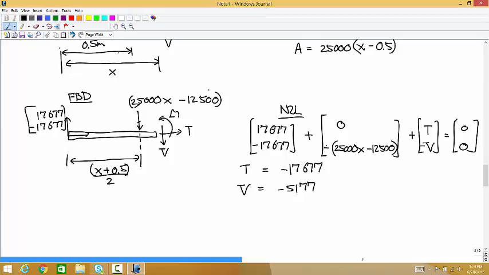And I'm missing some stuff here. Negative 25,000x. Is that right? But this one's negative. This is a negative, double negative. Okay. Ha! For once I was right and you were wrong.